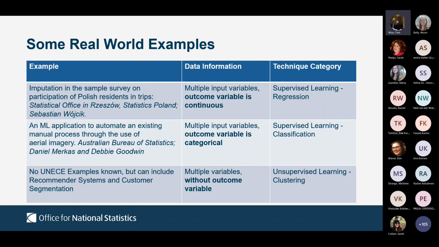So, as such, we'll only be talking about two of these wonderful methods from the supervised learning family. Firstly, the supervised learning from Statistics Poland, the imputation in the sample survey on participation of Polish residents in trips, which has multiple input values but a continuous outcome variable, as well as from the Australian Bureau of Statistics, a machine learning application to automate an existing manual process of using aerial imagery. Not a particularly exciting name, but trust me, it's actually really cool.